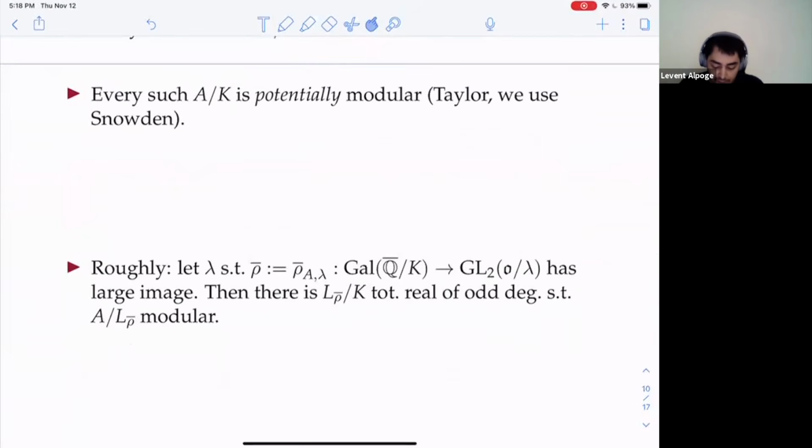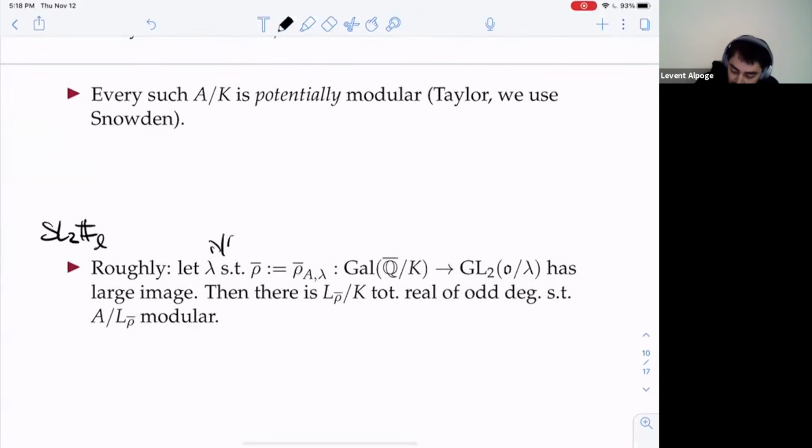Given an abelian variety A, the way Taylor's argument goes, I'm simplifying a lot but trying to keep the key points, you choose a lambda such that the residual representation, the mod lambda representation into GL2 of O mod lambda, has large image. Large image here means SL2(F_l). Let's say lambda divides l, where l is the rational prime underneath lambda. So it has image containing SL2(F_l). That's what's meant by large image.